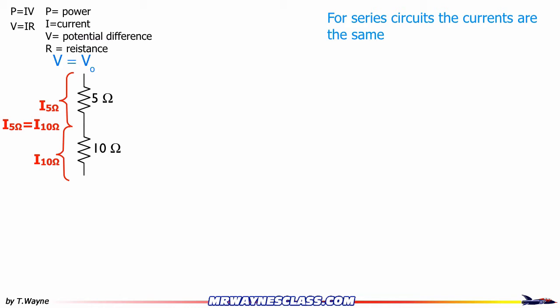So now I've been able to compare the currents. They're going to be the same for resistors in series.